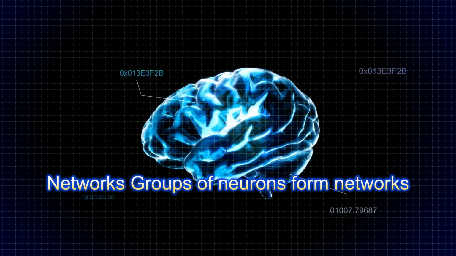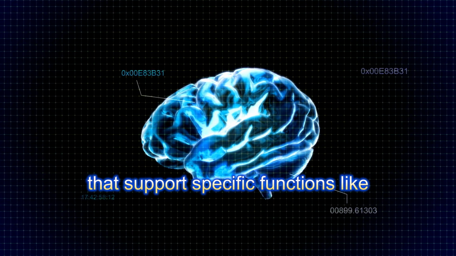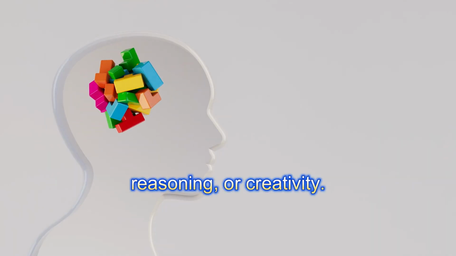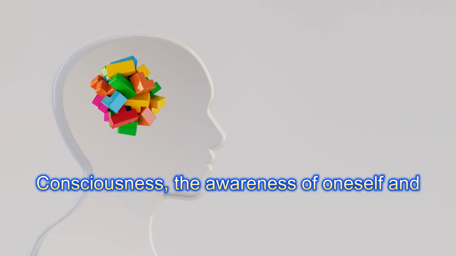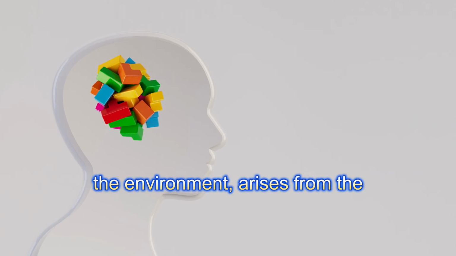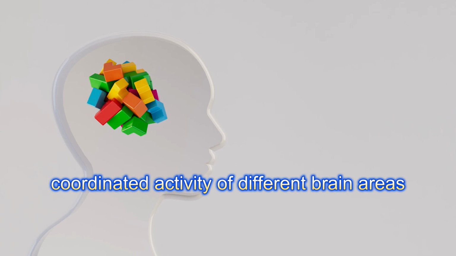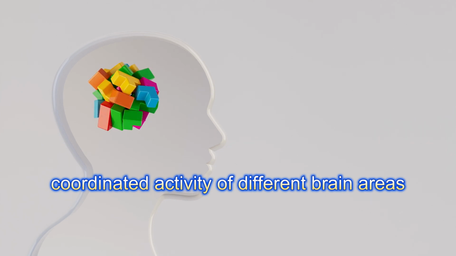Networks. Groups of neurons form networks that support specific functions like memory, reasoning, or creativity. Consciousness. The awareness of oneself and the environment arises from the coordinated activity of different brain areas.